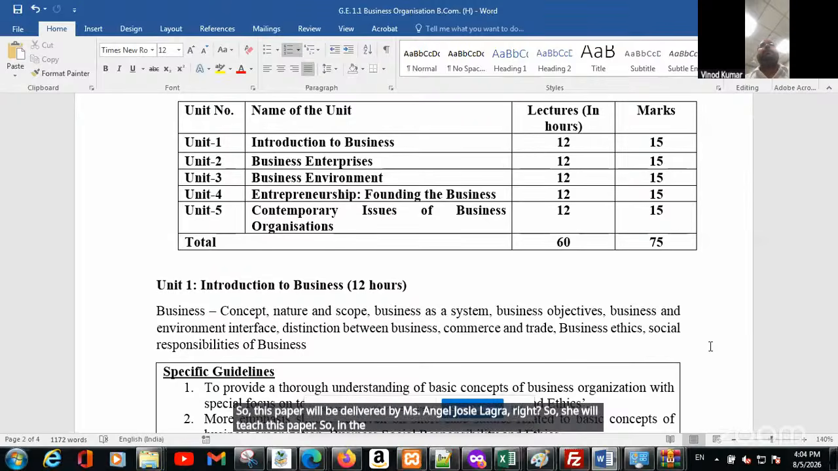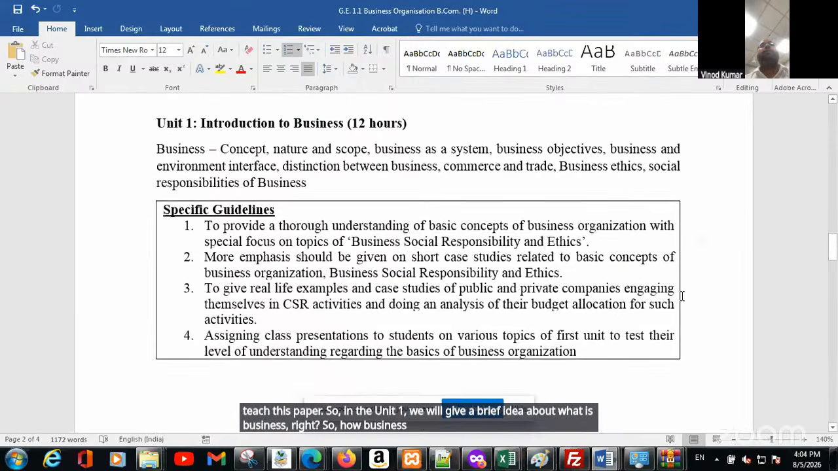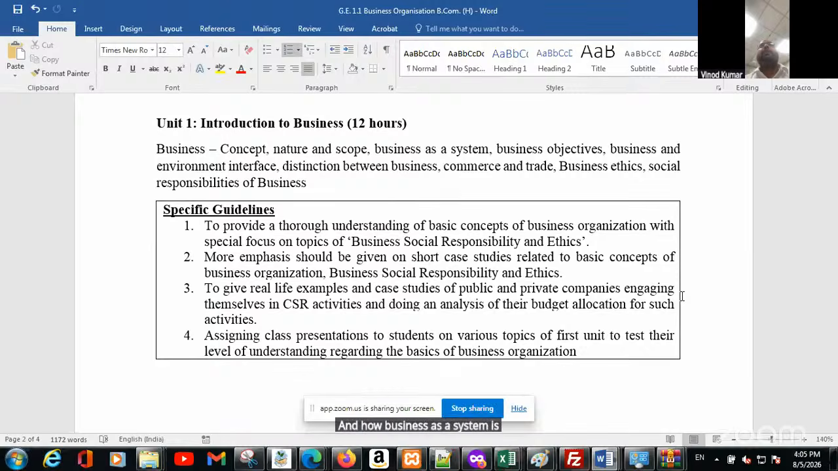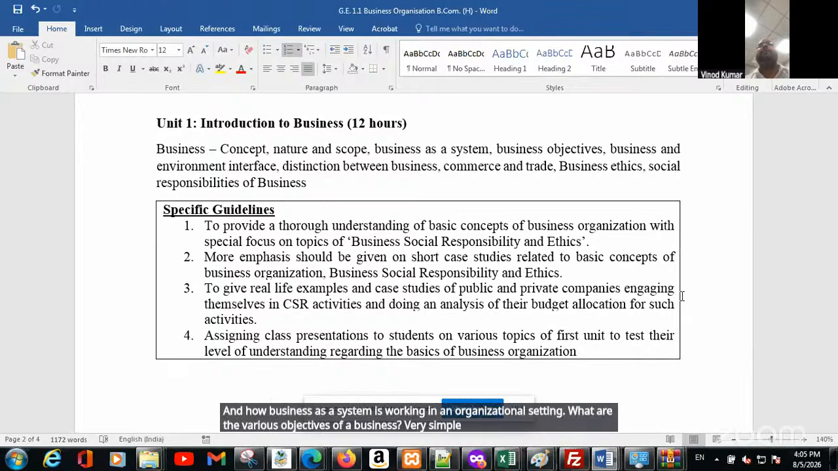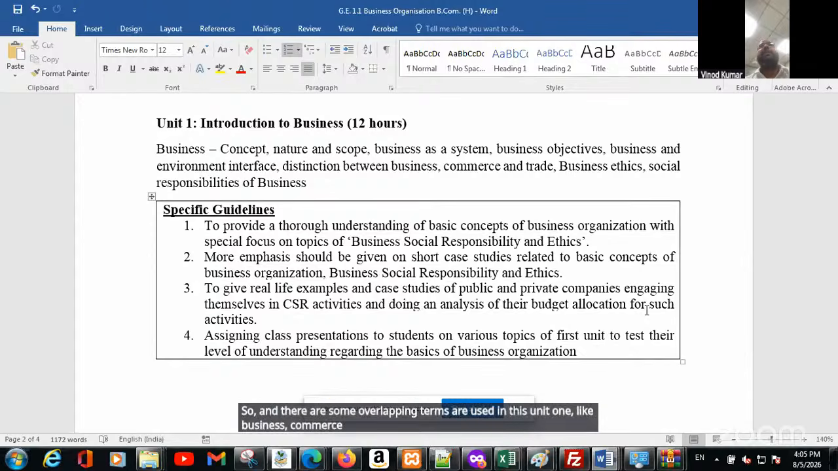In unit 1, we will give a brief idea about what business is, how business is different from employment, how it is different from profession, what the basic characteristics of a business are, and how business works as a system in an organizational setting. What are the various objectives of a business? Very simple: just making profit. And what is the interface of business with the external environment? And how is business different from commerce and from trade? There are some overlapping terms used in unit 1, like business, commerce, manufacturing, trading.